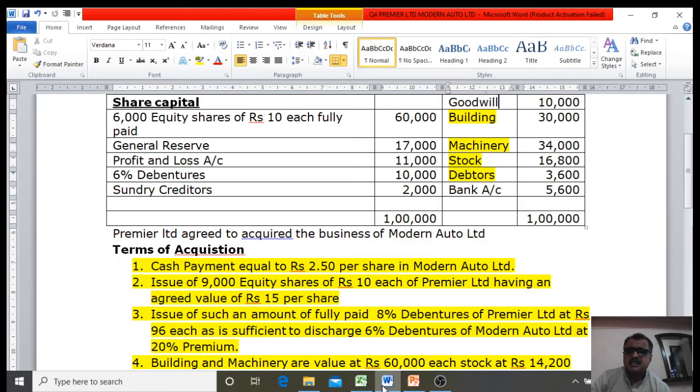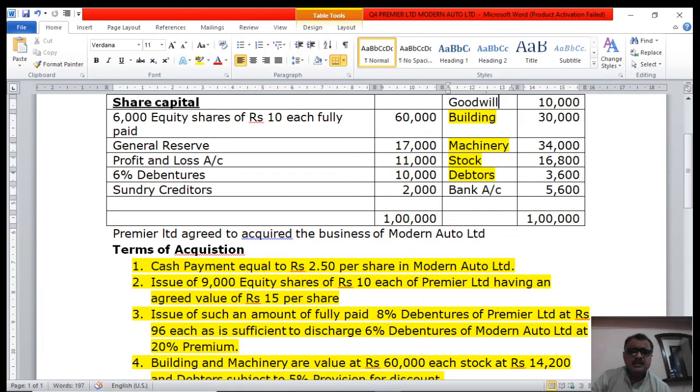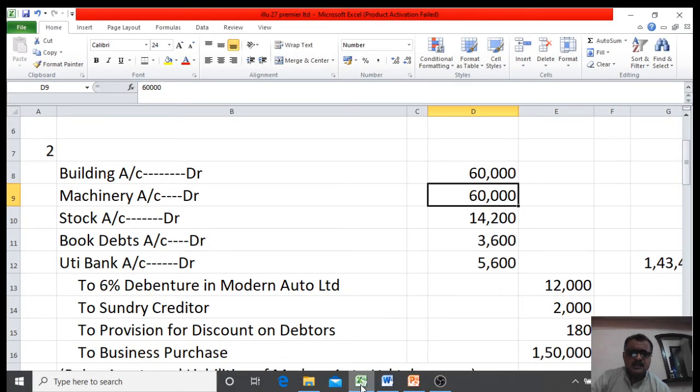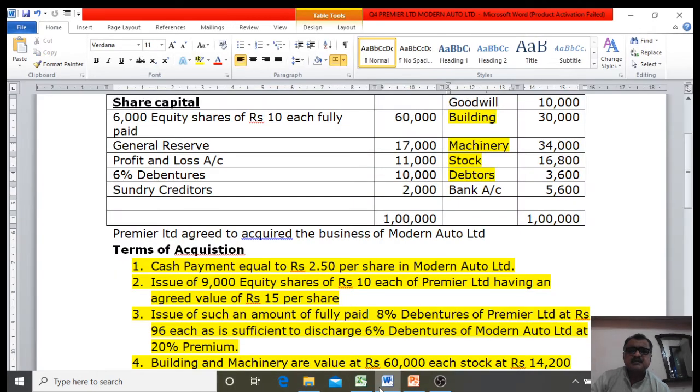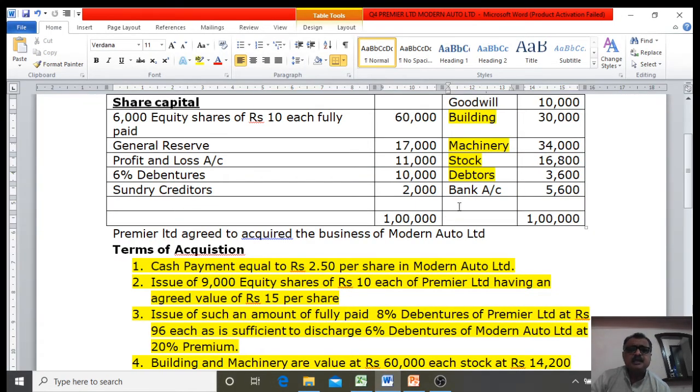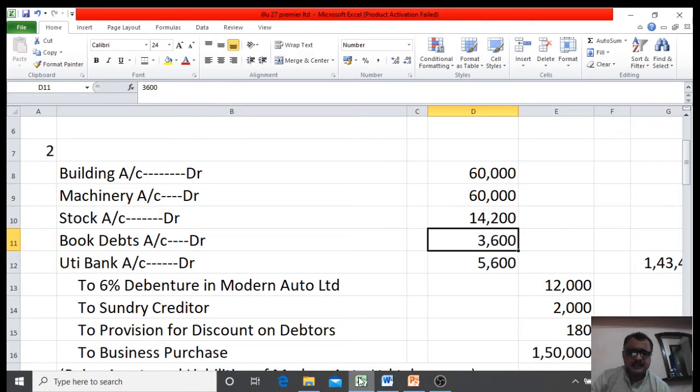Then the next is stock. Regarding stock they are telling it is taken at 14,200. So we will write here stock debit 14,200. Then next on debtors there is a provision. So for debtors we will write the full value and show the provision on the credit side. So book debts is 3,600. Then next is bank, it is to be taken at the book value, that is 5,600. Now we have to take the liabilities.